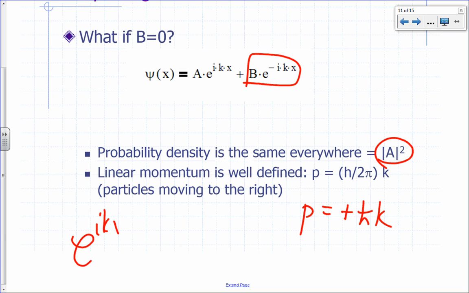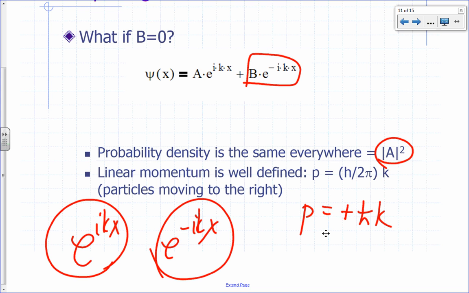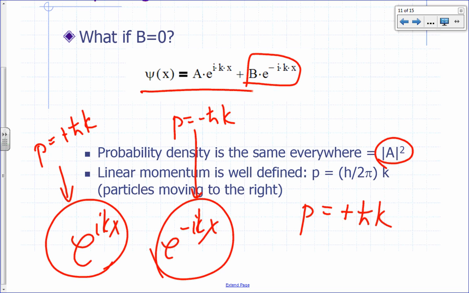e to the ikx and e to the negative ikx, those are eigenfunctions of the momentum operator. So what is the momentum for this one? Positive h bar k, and the momentum for this one is negative h bar k. So what are we saying here then? In general, you'd have no idea what the momentum is.